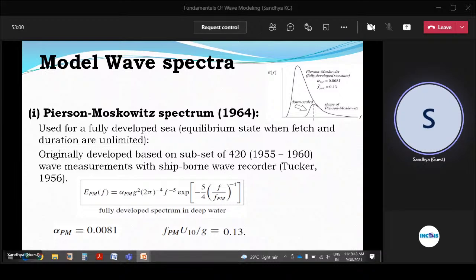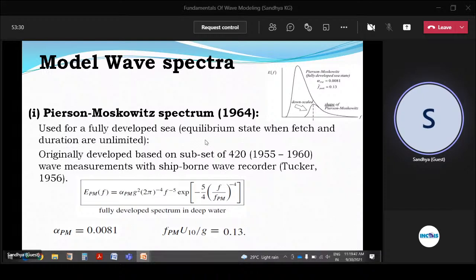One is the Pierson-Moskowitz spectrum in 1964. This was based upon a set of 420 wave measurements. So this is the shape of that wave spectrum. X-axis is the frequency axis, y-axis is the energy density. This is the shape of that Pierson-Moskowitz spectrum. So this will be the kind of distribution of energy for a particular condition.